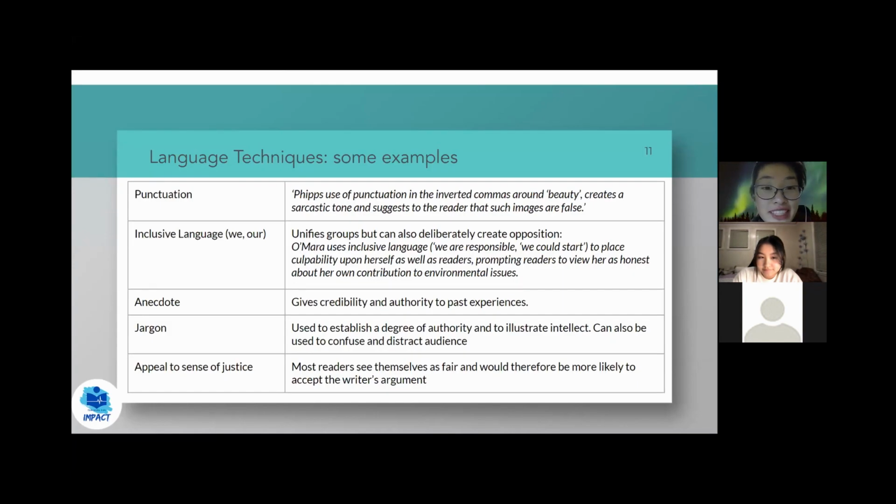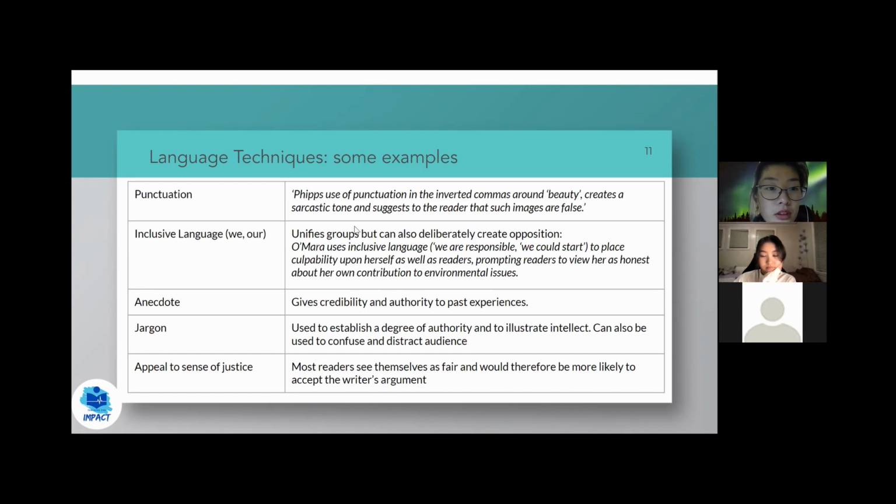Okay, so argument analysis. Here are some examples. We've got the bread and butter of language analysis, persuasive language techniques, and here are some examples of those. We've got punctuation. And here is a nice example of how you can describe punctuation. Pip's use of punctuation in the inverted commas around beauty creates a sarcastic tone and suggests to the reader that such images are false.